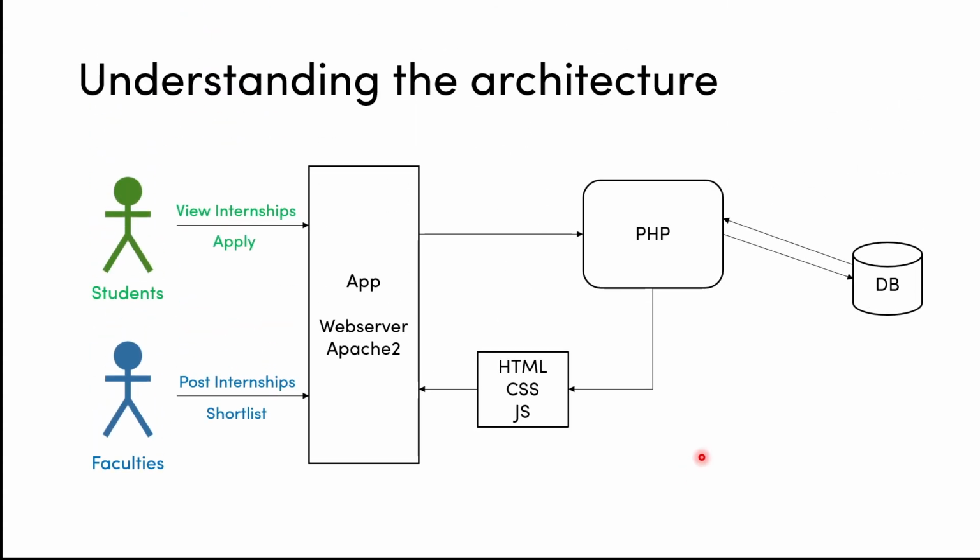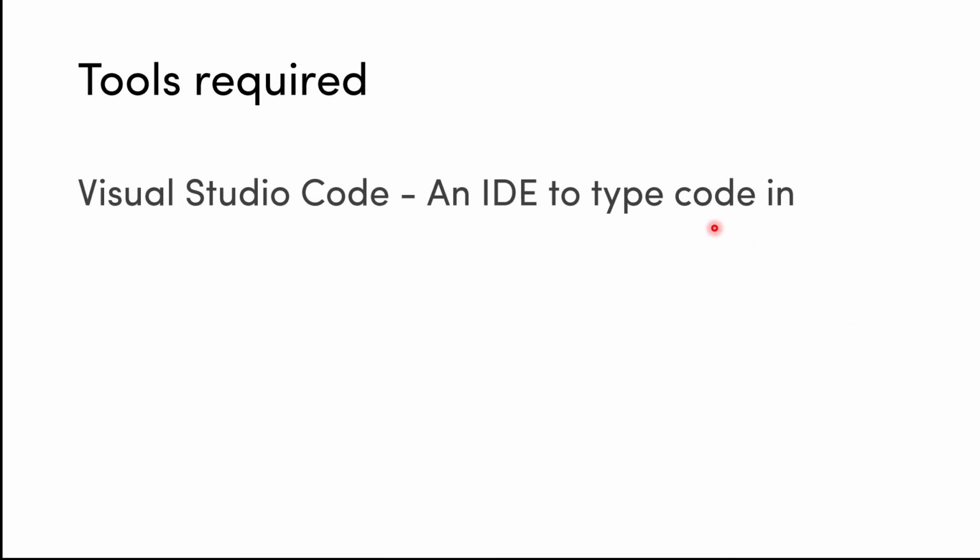Tools required. Now as I said, for this given architecture there are some things that we are going to need. Let us say our web server, PHP, HTML, CSS, and JavaScript, and our database. So what tools do you need for this project? First of all, you need somewhere to write code. Visual Studio Code is the IDE that I'm going to be using to write code in.